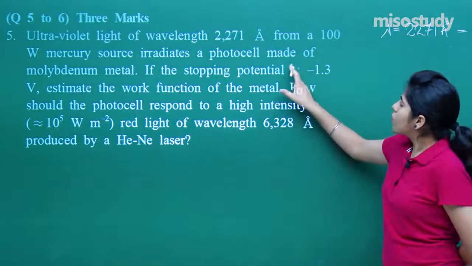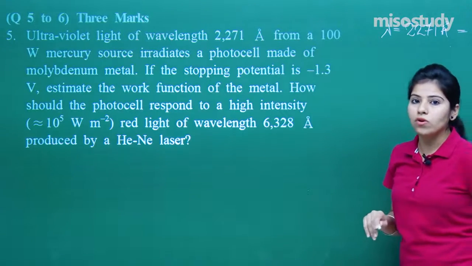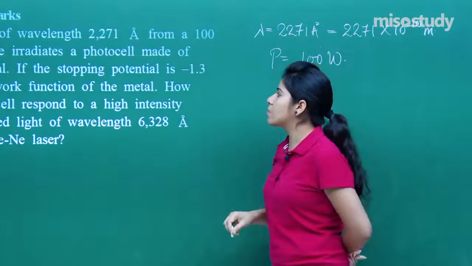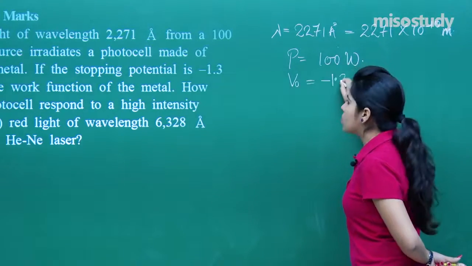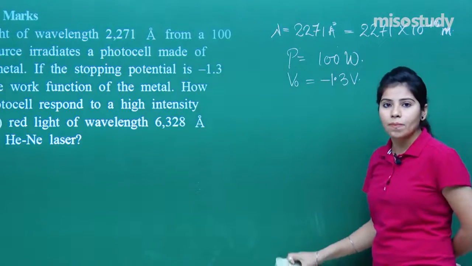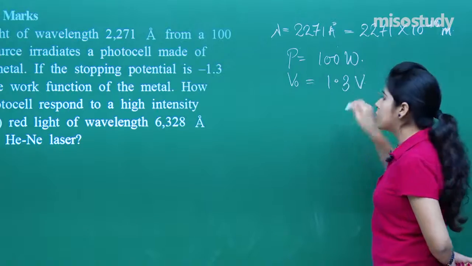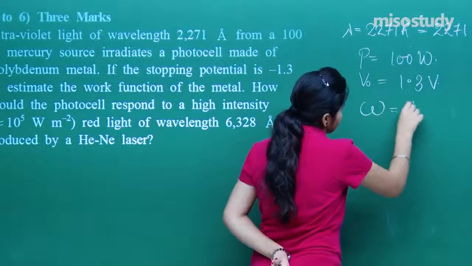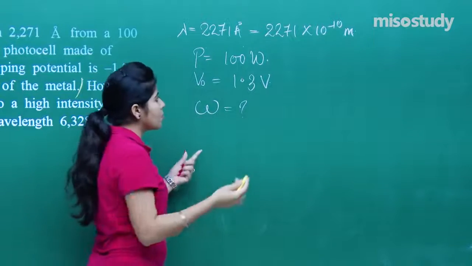First of all, what we have to find? We have been given the wavelength, we have been given the source, 100 watt mercury source. If the stopping potential is minus 1.3 volt. Now see, the minus 1.3 is itself showing that this is the stopping potential, because the stopping potential means the negative potential. So we can write this as 1.3 volt. Estimate the work function of the metal. First of all, we have to find the work function of the metal. Start doing the first part. We are doing up to this much first of all, then we will be moving further.